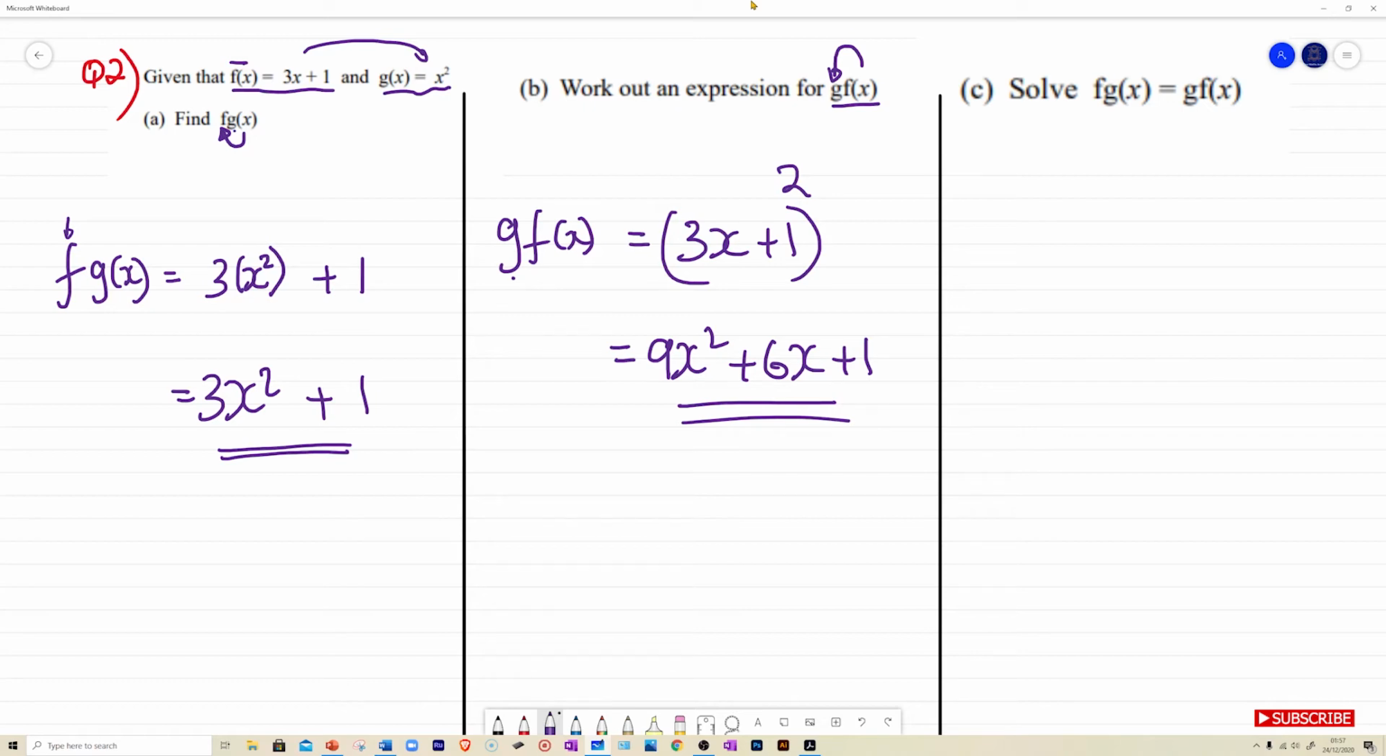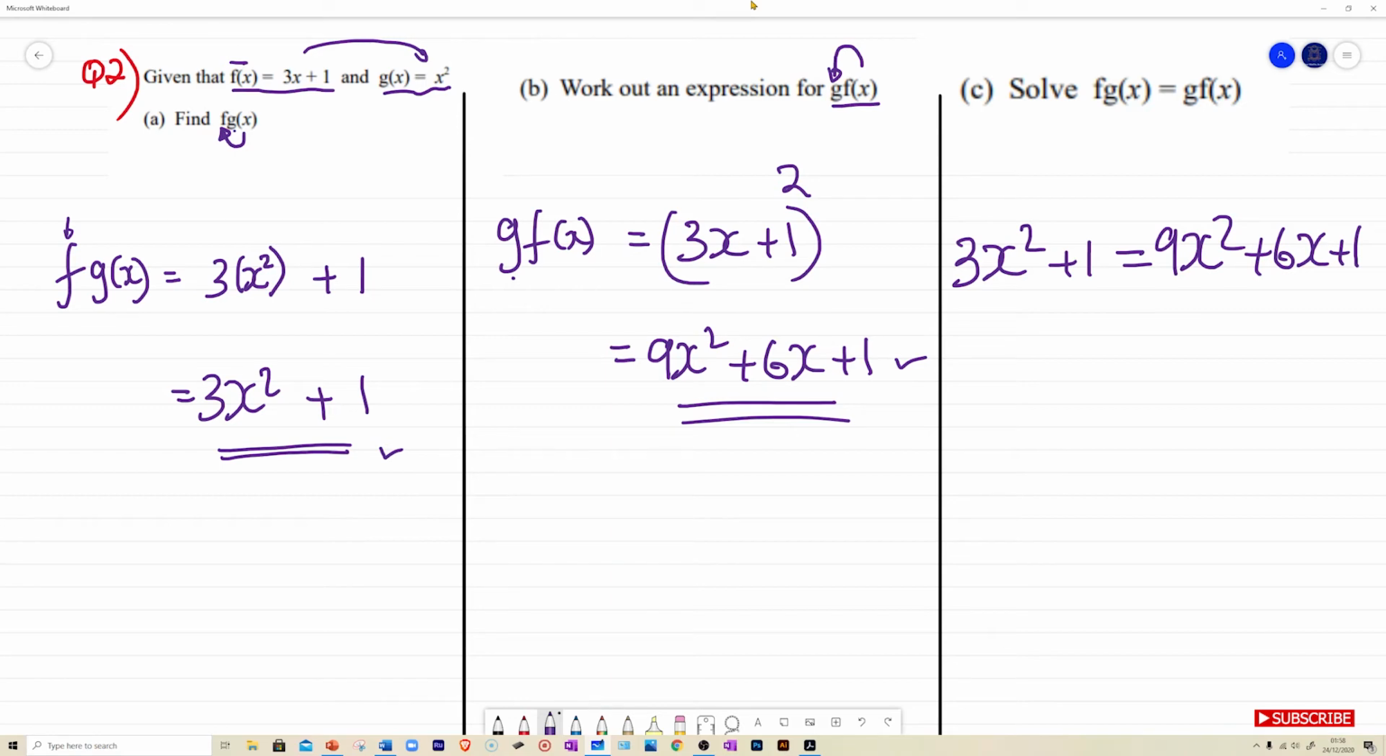And now for C, we're told to solve f g of x equal to g f of x. So we've got f g of x, which is this one here, and we've got g f of x, which is this one here, and we are told they are equal. So solve, it means we need to find the value of x. So what do we have? We have 3x squared plus 1 equals to this lot here. So that's 9x squared plus 6x plus 1.